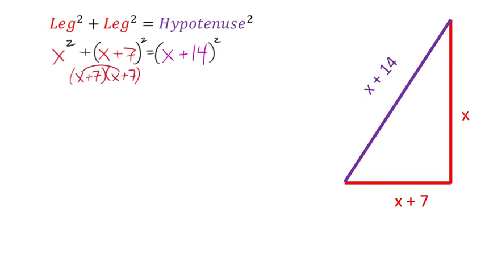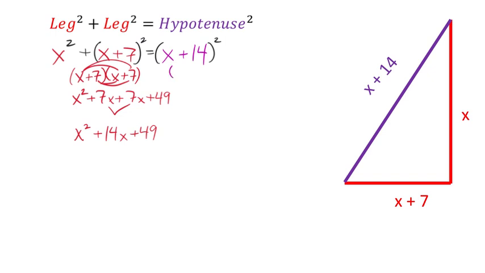So x times x is going to be x squared. x times 7 would be 7x. And then another 7 times x is 7x. And then we got 7 times 7, which is positive 49. Simplifying these 7x's gives me x squared plus 14x plus 49. Now that's just from the x plus 7 squared.